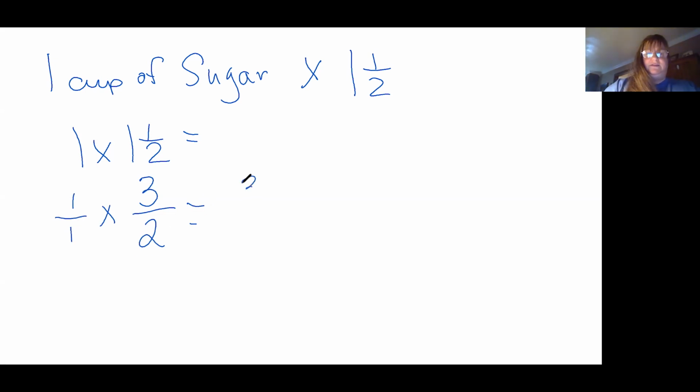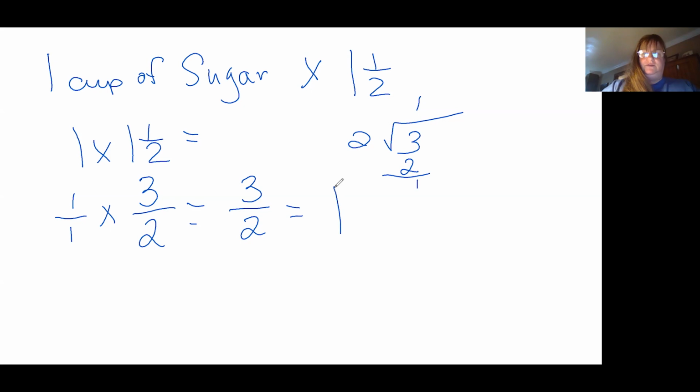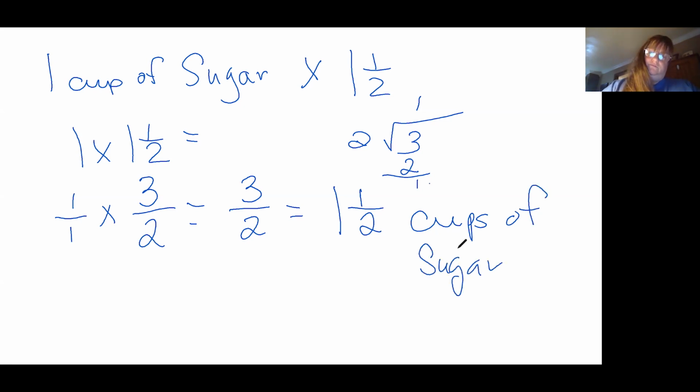1 times 3 is 3. 1 times 2 is 2. We are going to simplify this. If you need to write it this way, remember, 2 goes into 3 one time. We have 1 left over. So our whole number is 1. Our numerator is 1. And our denominator is 2. We need 1.5 cups of sugar. And that is our answer.